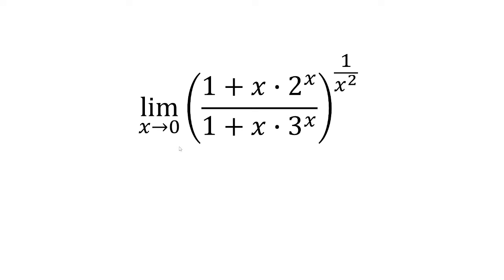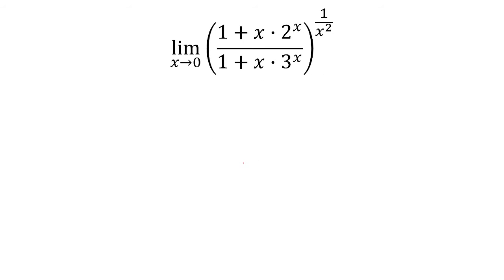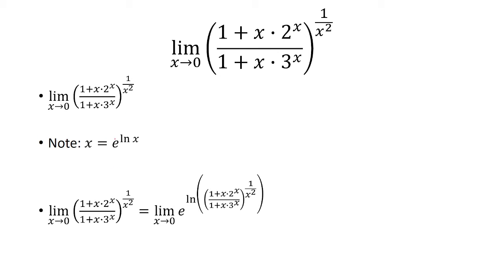In this video, we want to take the limit as x approaches 0 of (1 + x·2^x over 1 + x·3^x) raised to the 1 over x squared power. So in order to solve this, we have to use the fact that x is equal to e to the natural log of x. So instead of taking the limit of whatever's inside, we're going to take e to the natural log of the original limit.